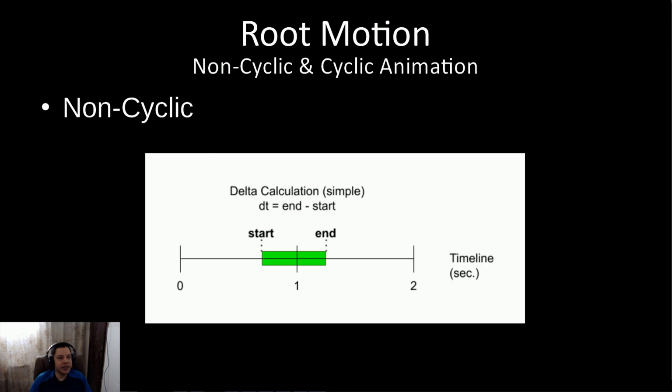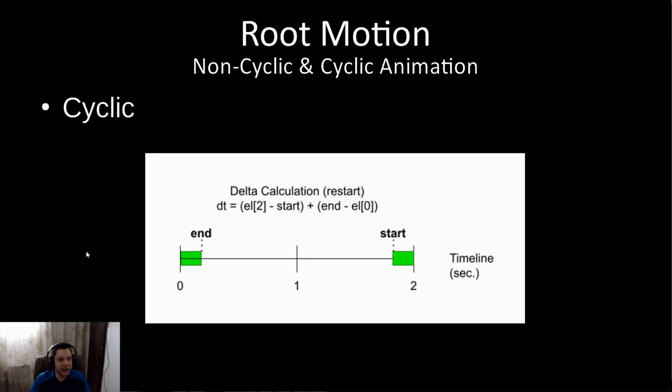Let's see the non-cyclic example. Take a look at the image. We need to calculate the vector from the start to the end. The equation is end minus start. Now, the cyclic animation is the complex case. We need to sum the beginning of the timeline with the end of the timeline. Take a look at the equation and the image. For more details, you can see the link in the video description below.